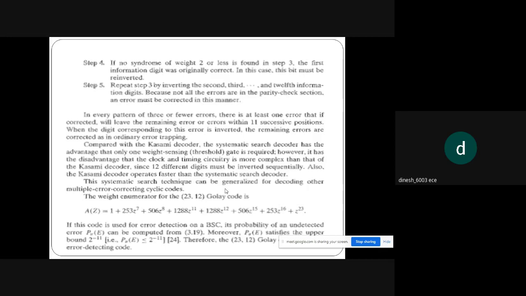So when the digit corresponding to this error is inverted, the remaining errors are corrected as in ordinary trapping. When we compare with the Kasami decoder, the systematic search decoder has the following advantage: only one weight sensing gate is required. However, the clock and timing circuitry would be more complex than the Kasami decoder.